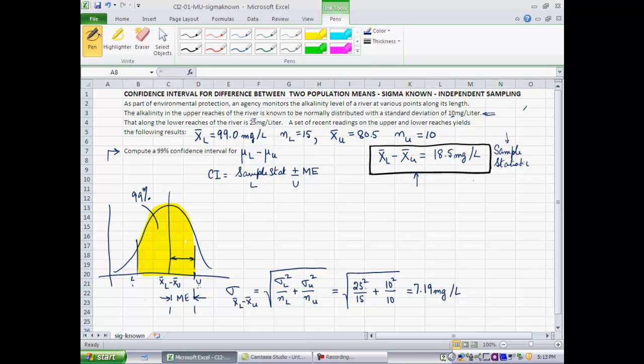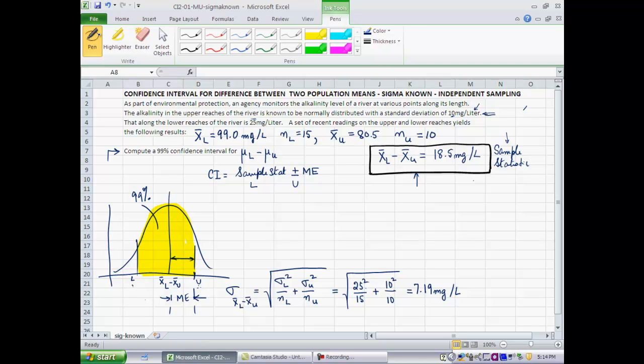So our next step would be to determine what is the margin of error, and the basis for that is how confident I want to be. I want to be 99% sure that the range, the confidence interval that I have, will include the unknown parameter difference that I'm trying to compute. In terms of our distribution, since the standard deviations of the two populations are given to us, 10 milligrams per liter and 25 milligrams per liter, since the two sigmas are known, the sample statistic being used here, x bar L minus x bar U, is normally distributed.